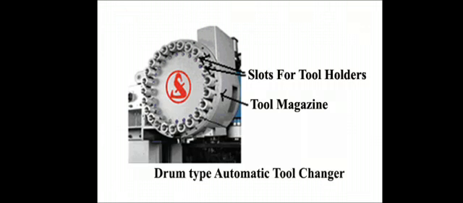Depending on the shape of the magazine, ATC can be divided into two types. First one is drum type, which we can see in this diagram. Drum type changers are used when the number of tools is lower than 30. The tools are stored on the periphery of the drum.